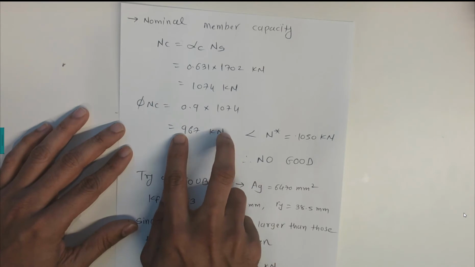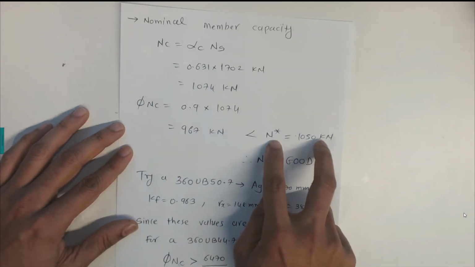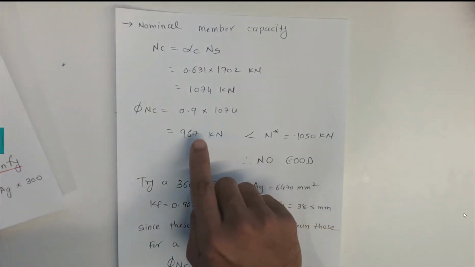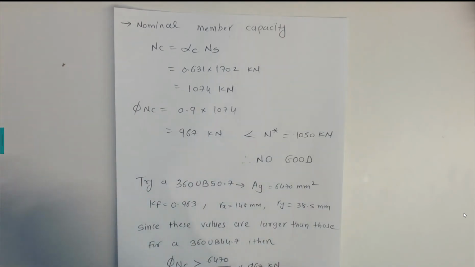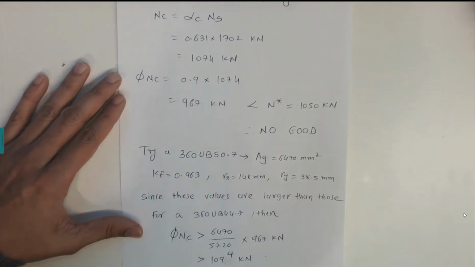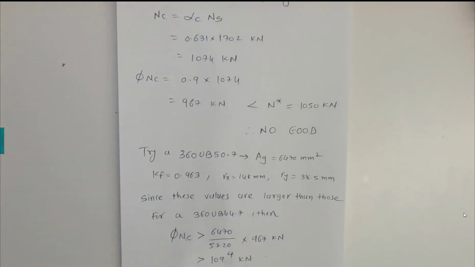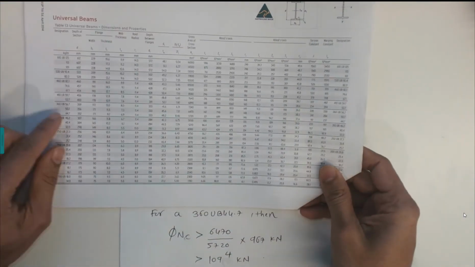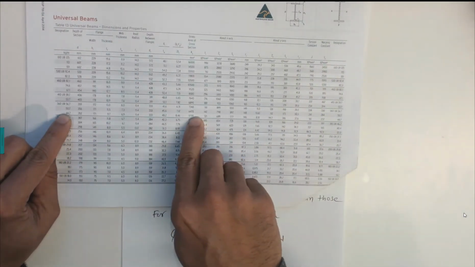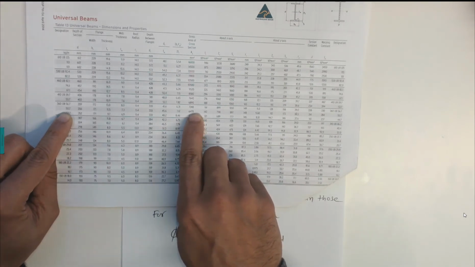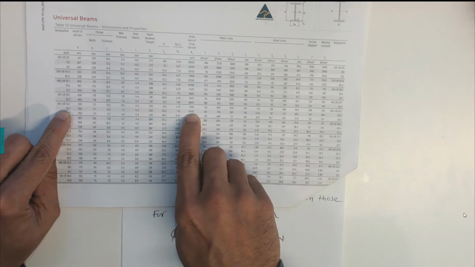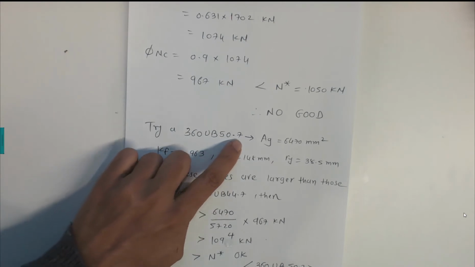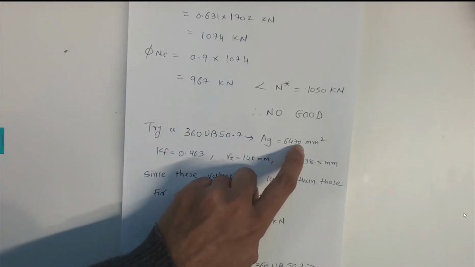Now this should be larger than our loading requirement. In our first steps we calculated the design load of 1050 kilonewtons, but this capacity is less, so our trial beam is not good. We first tried the 360 UB 44.7, which has a gross area of 5720 and is not good, so we are going one size above. We will try the 360 UB 50.7, which has a gross area of 6470.